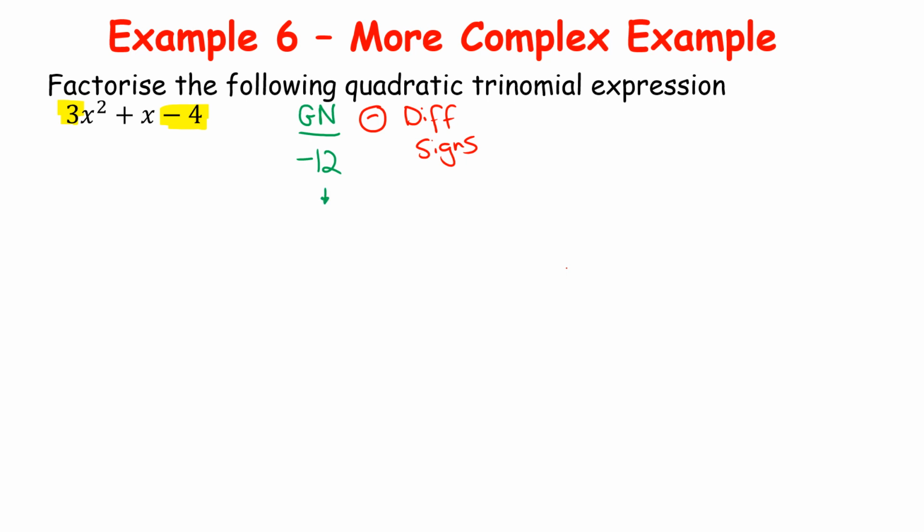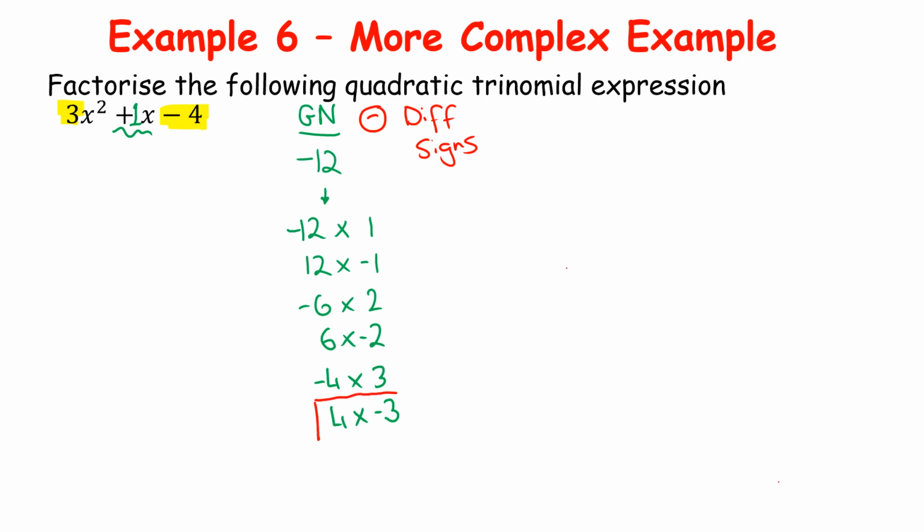So we could have 12 by 1, so minus and a plus, 12 by minus 1. We have 6 by 2, so minus, or 6 by minus 2. 4 by 3, so minus 4, and plus 4 by minus 3. And we need to figure out which one of those groups add up to x. Remember, that's actually a 1x. So basically what will add to 1, positive 1, and it's going to be 4 times minus 3.